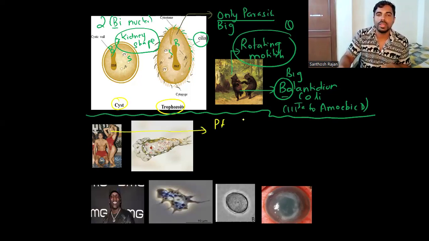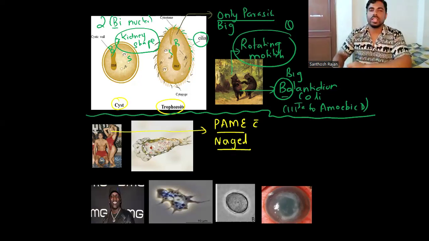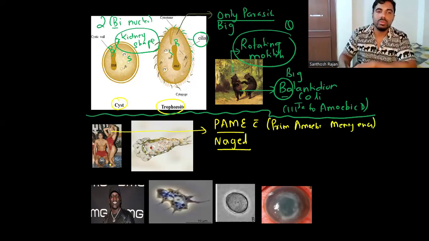Pammy. We call her Pammy. Pammy with a boyfriend named Nigel. Okay, Pammy with Nigel. You have to know this clue. There is no other. You have to know why. Because first of all, Pammy is primary amoebic encephalitis. Look at them, they are in the swimming pool.